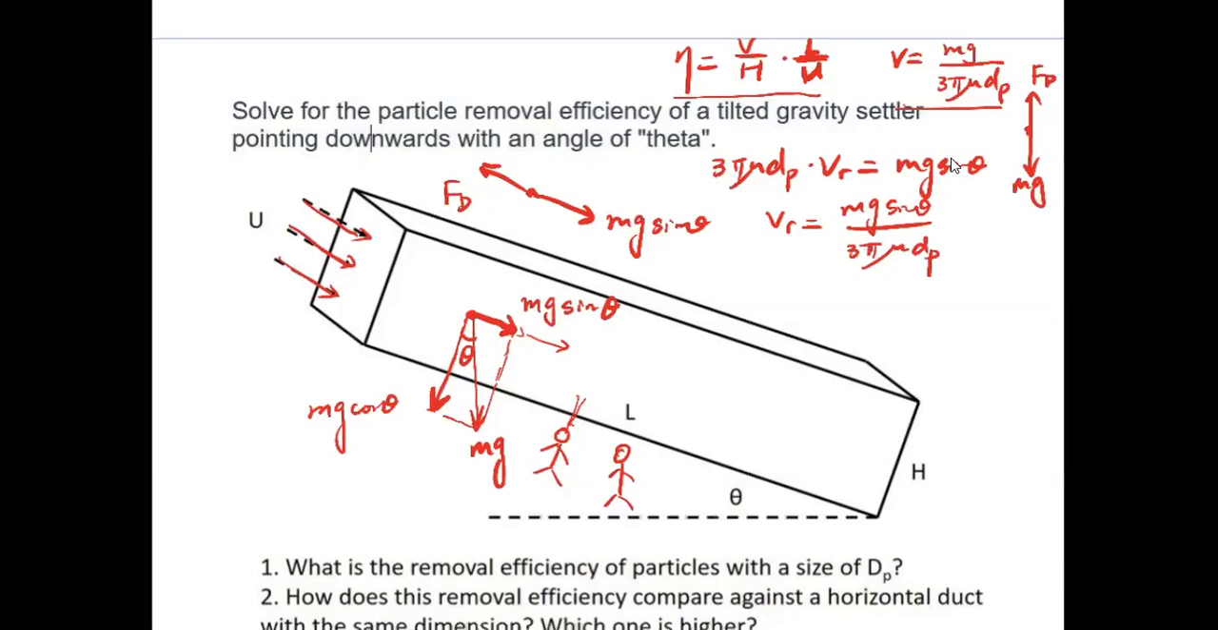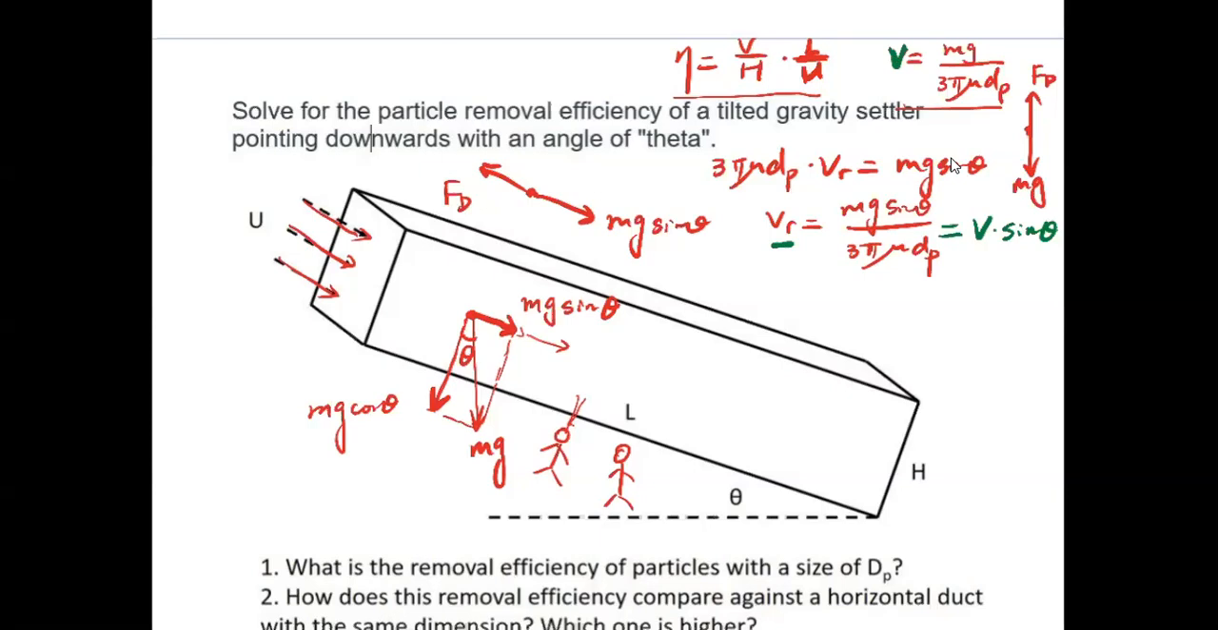Now let's do a substitution. We already showed that V under the horizontal duct condition is equal to m g divided by 3 pi mu d p. So we have the relationship that V r is equal to V multiplied by sine theta. Remember this V here is the settling velocity under the horizontal duct condition. This is the relative velocity.